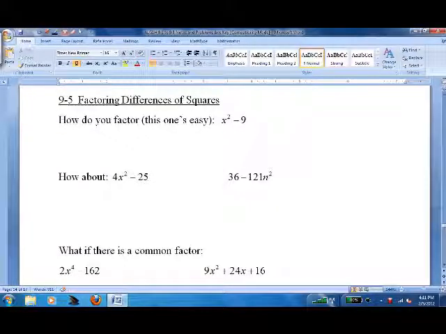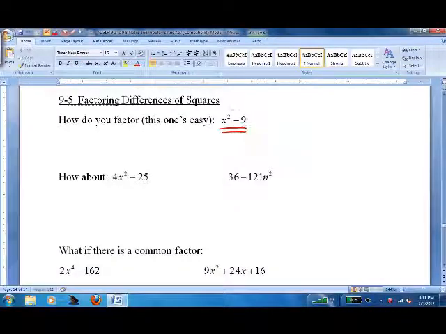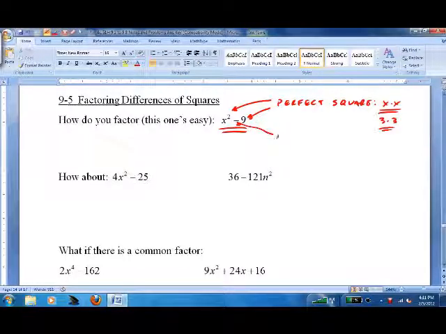Lesson 9.5, factoring the differences of squares. This one is easy. You look at it, x squared minus 9. And the giveaway is that this is a perfect square. In this case, it's x times x. And so is this. In that case, it's 3 times 3. And most important of all, you have a negative in between.